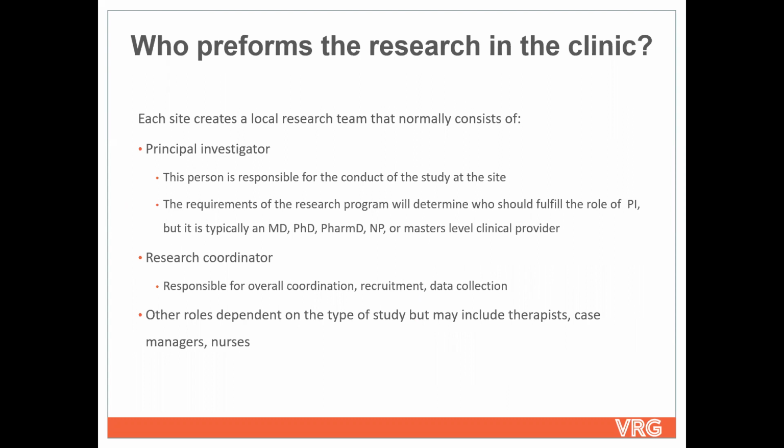So who would perform the research in your clinic? At each clinic, they would have to develop what we call a local research team. And this normally consists of a principal investigator. This is the person that is overall responsible for the conduct of the research at your site. And the requirements of the research program will actually determine who should fulfill the role of the PI. But typically this could be a doctor, a PhD or PharmD, perhaps a PA, a nurse practitioner, or a master's level clinician. It depends on the trial. A medication trial normally needs to have some sort of MD or nurse practitioner or PA, somebody who can prescribe medications. A therapy trial may be just a master's level clinician or perhaps a PhD.